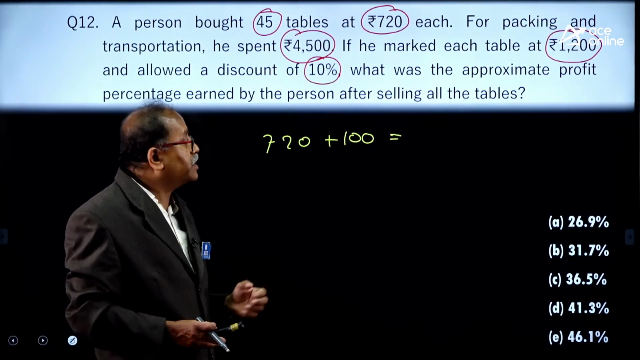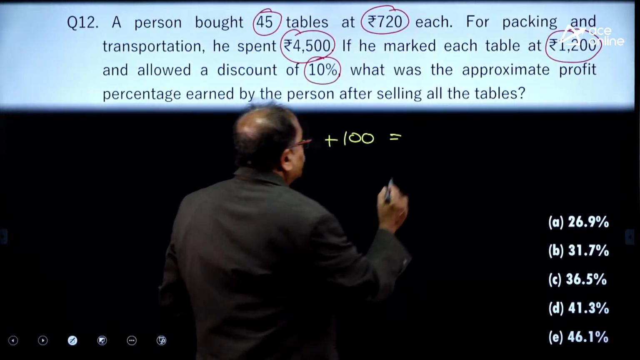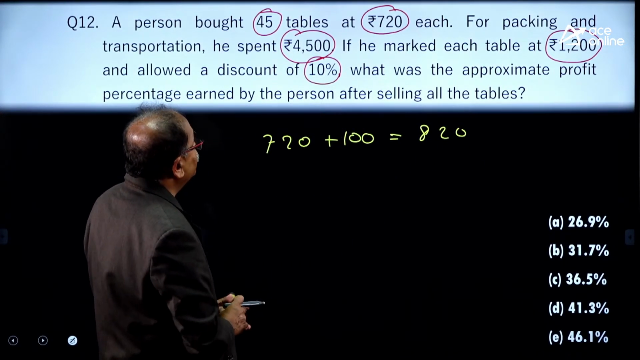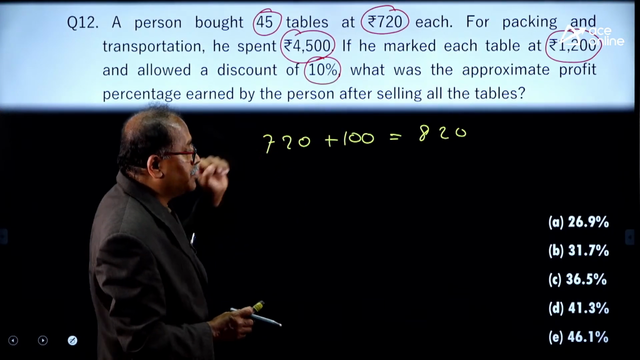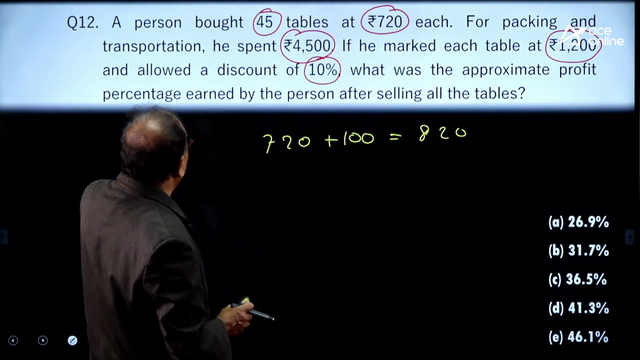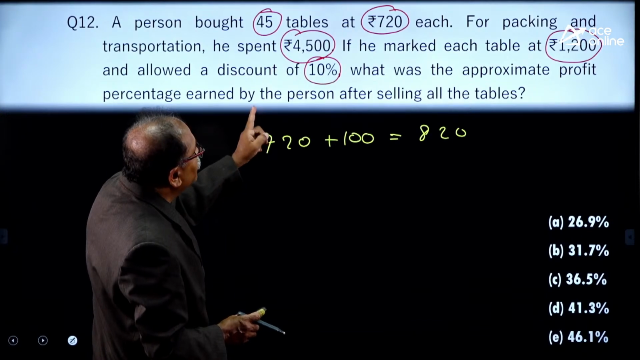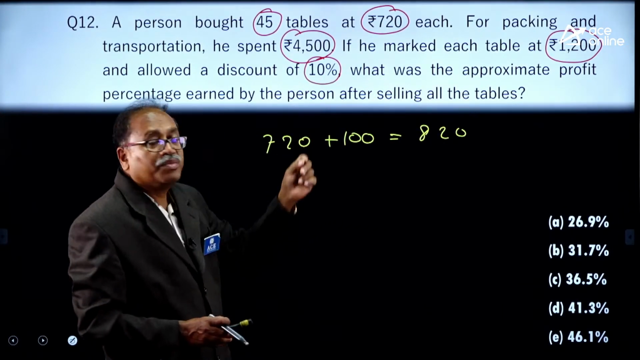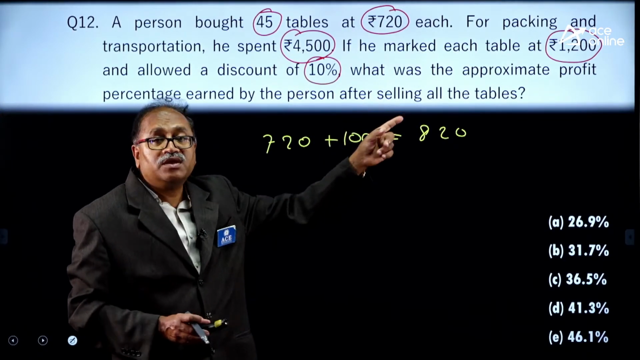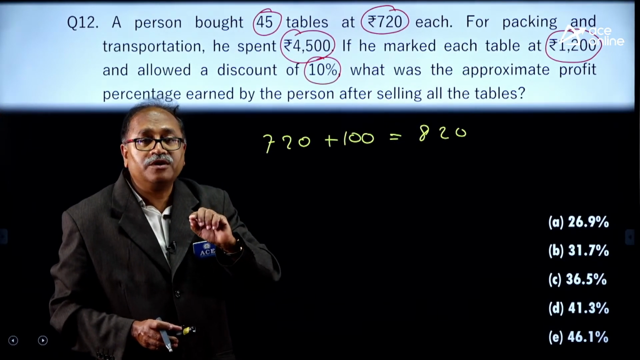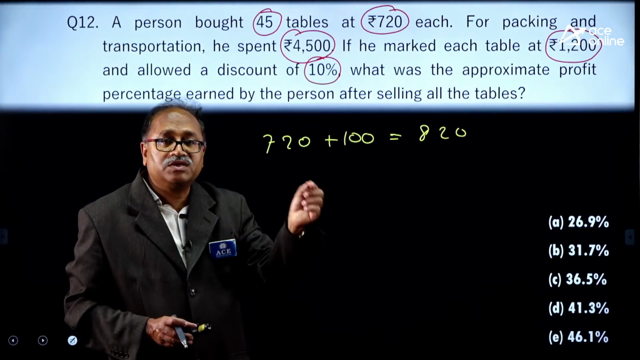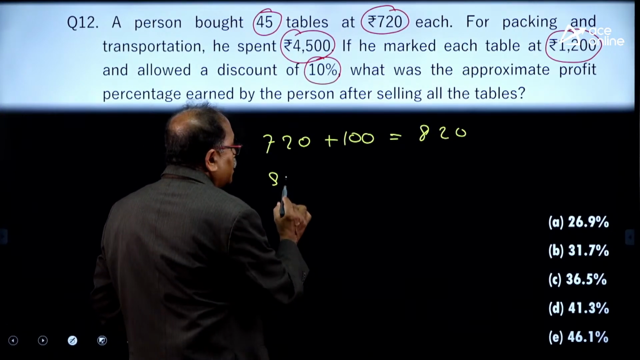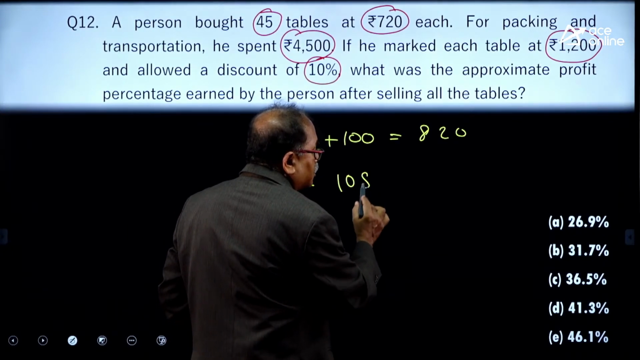Now, I am getting the total cost price, which is 820, and it is sold at a marked price of 1200. Is it? He allowed a discount of 10%. The mark price is 1200 and he allows a discount of 10%. 10% of 1200 is nothing but 120. So, 1200 minus 120, that is 1080. So, my SP is nothing but 1080.